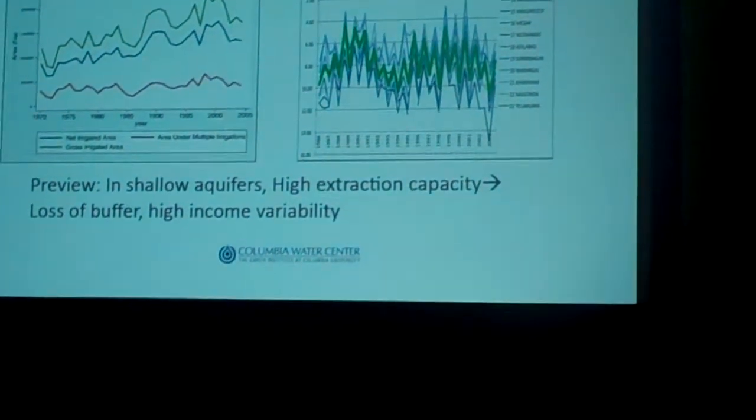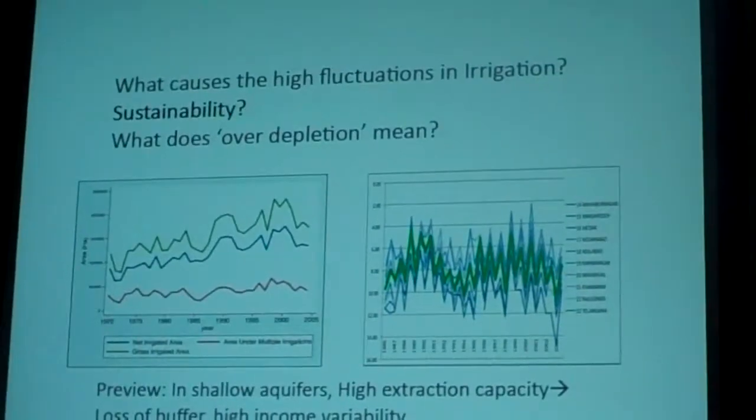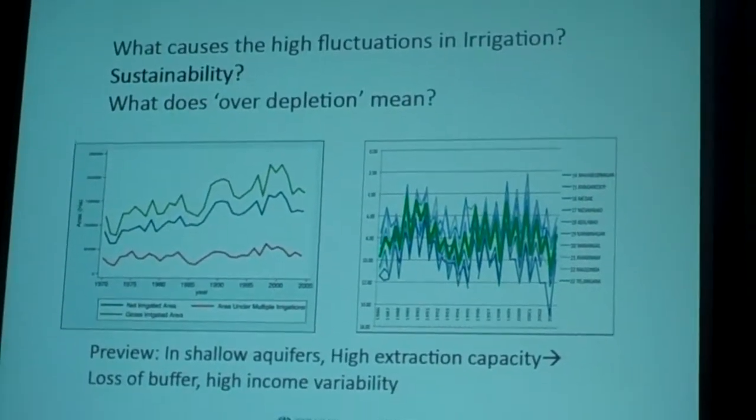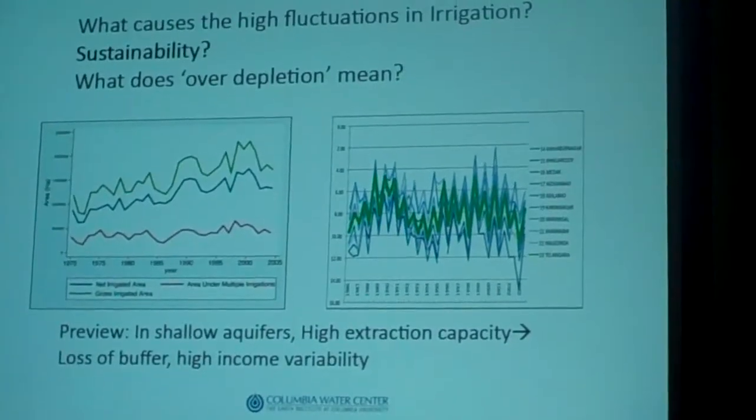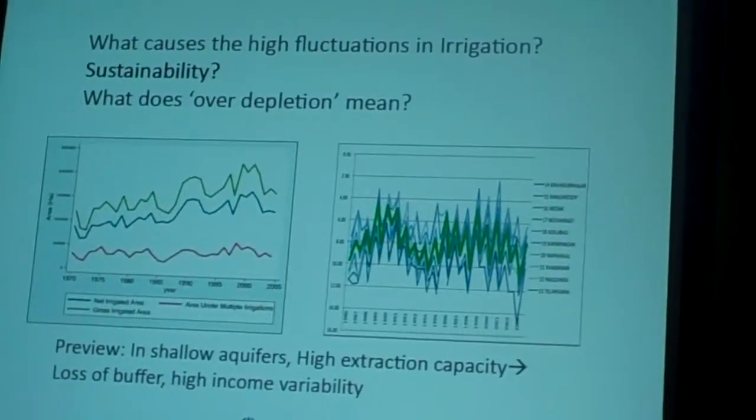And basically what we'll argue is that in shale aquifers, hard rock aquifers, that cover a lot of South and Peninsular India, it's not a story of long-term sustainability. Rather, it's a story of high variability from year to year, a loss of buffering capacity. So you can think of it not as a long-term sustainability issue, but more of a short-term sustainability issue.